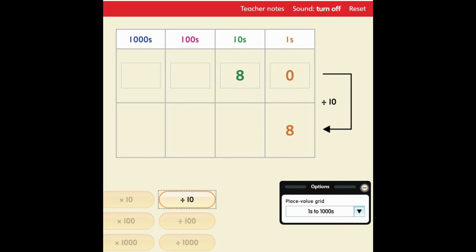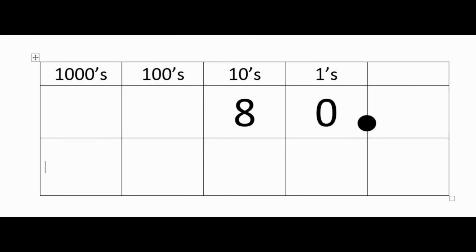So I don't actually like the way that our scheme is showing us how to do this. I will show you how I would like to think of it. So we have 80, and I've introduced the big circle or the big spot. It's not normally this big, and you shouldn't draw it that big, but we call that a decimal point.